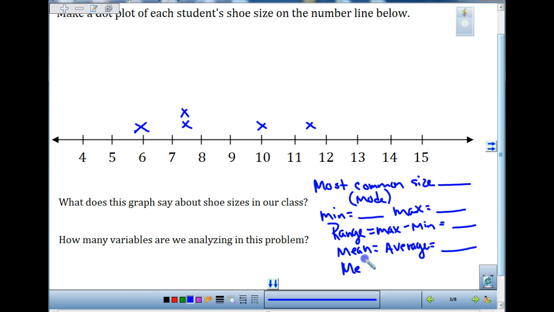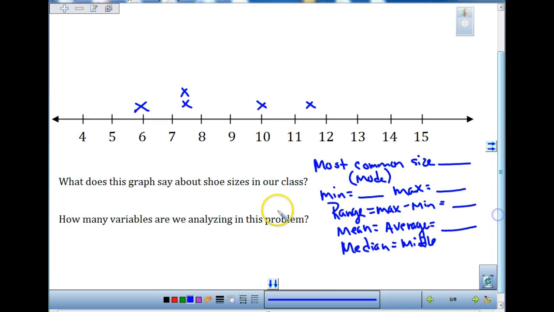The other one is the median. Median is our middle value, and that's where you would just count in from both sides. You'd count in from this side and say, oh, the median size is this. So these are different statistics that we can find when we have one variable, and they're numeric. It says, what variables can we analyze in this problem? How many variables are we analyzing? We are only looking at one variable. This would be univariate. What are we looking at? Only shoe size.